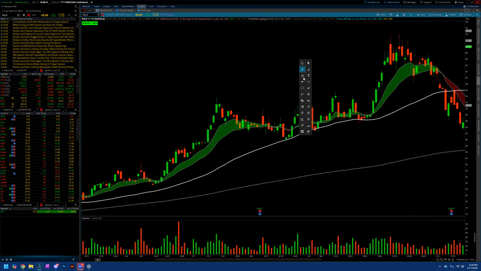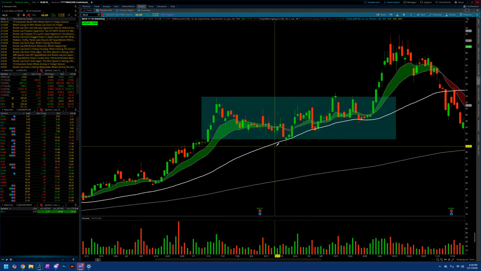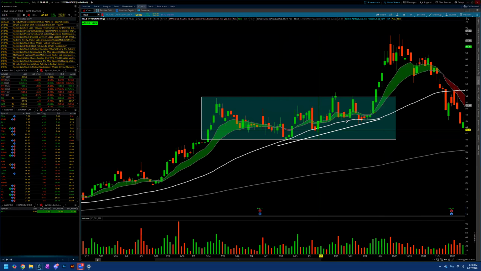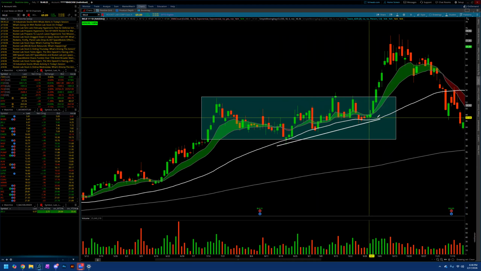So Rocket Lab was sitting in a range. It was a strong stock. It was setting higher lows, higher low here, higher low here, higher low here. And every single time it set a higher low, it was coming right up into that 50 simple moving average and holding it, which was a good sign.